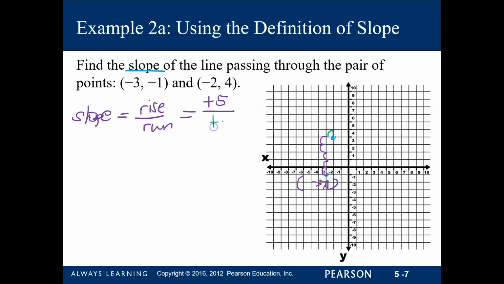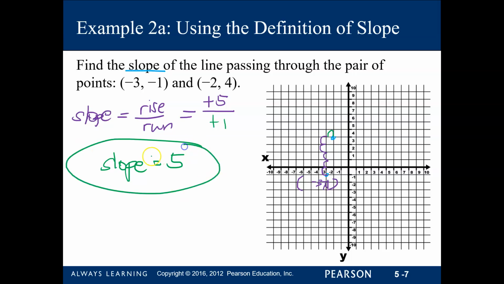Okay, and so that is going to the right. That's a +1. And so now that we have the rise over run, which is +5 over +1, the slope of this line is actually equal to 5. So that is how we use the idea of rise over run to identify the slope of any given line.